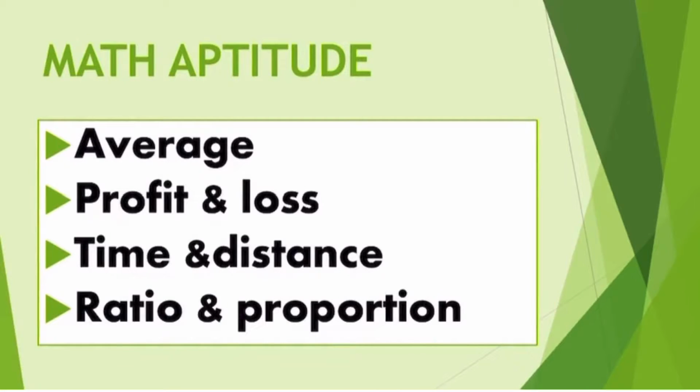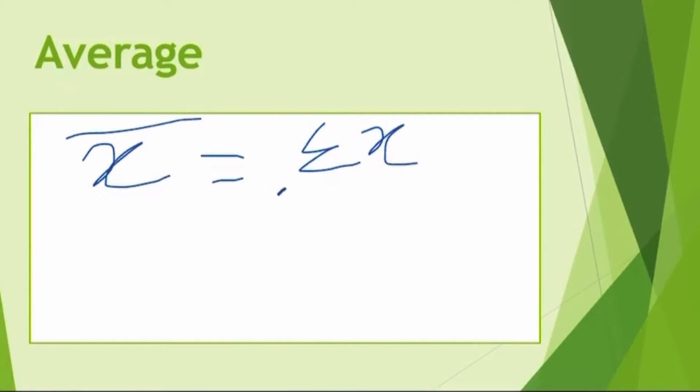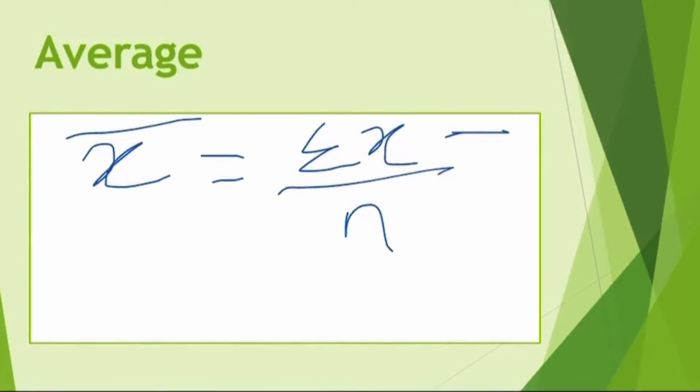Now we will start revising. First, average. Average is a typical value. It is like a representative value for the entire list of values given. This x bar indicates average and the formula for x bar is sigma x by n. To find the average, we need to know the summation of all the values, that is sigma x, divided by the total number of values. How many values are there in the series? This is how we find the average.